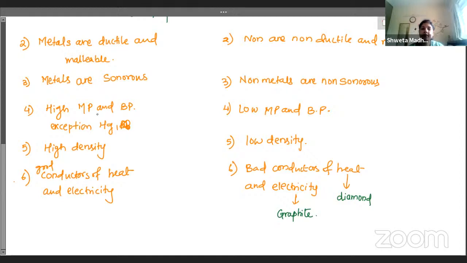And even here, I left. For high melting and boiling point, the exception is cesium. Gallium and cesium are actually found in solid state, but as soon as we keep them on our palm, they melt. That much heat energy is enough for them to melt.